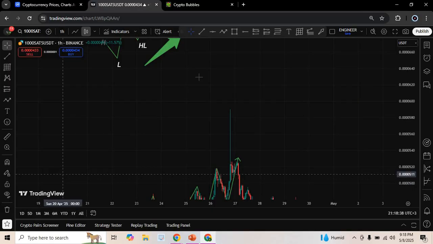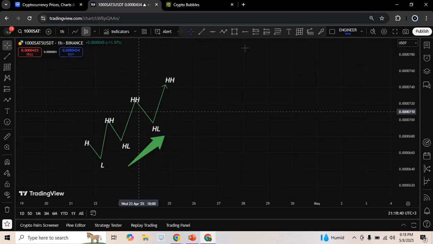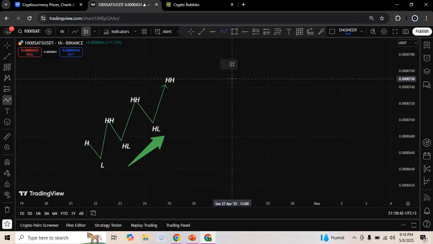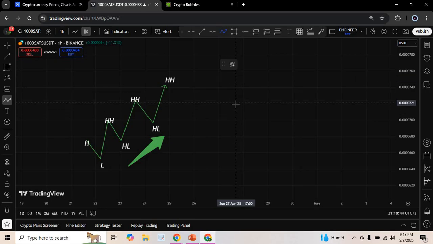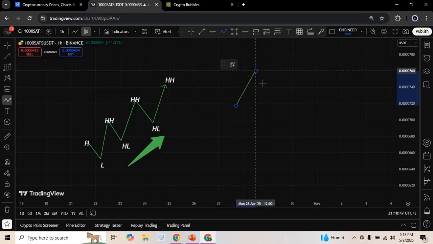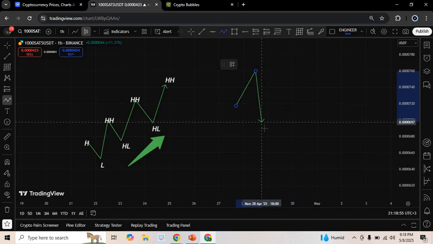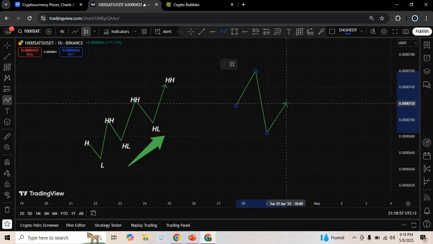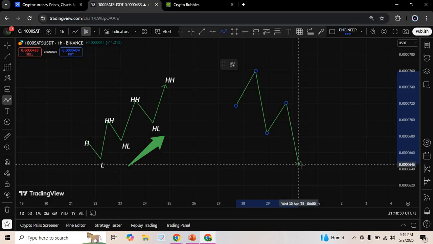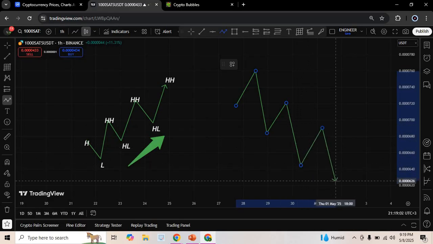So let's look at a downtrend. A downtrend will be just the reverse of this. You're having a series like this, the inverse of this. So it's a series of lower highs and lower lows. Lower highs and lower lows. So basically something like that.